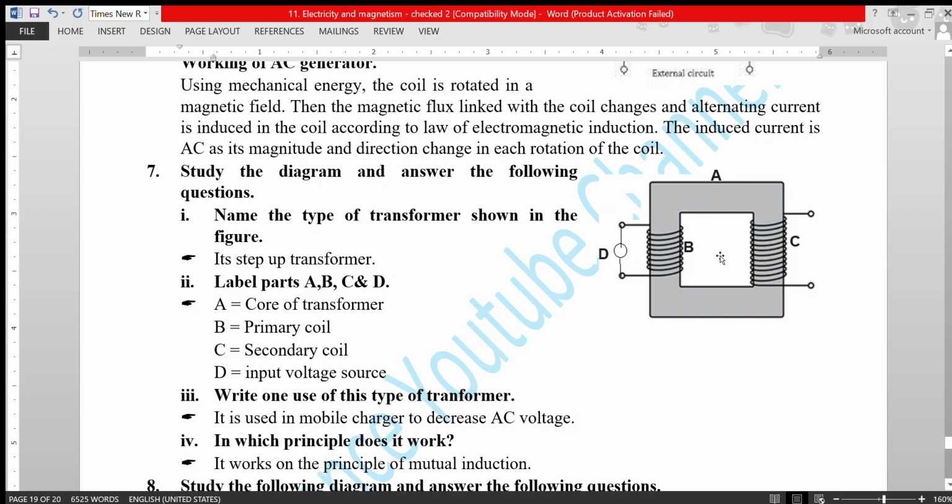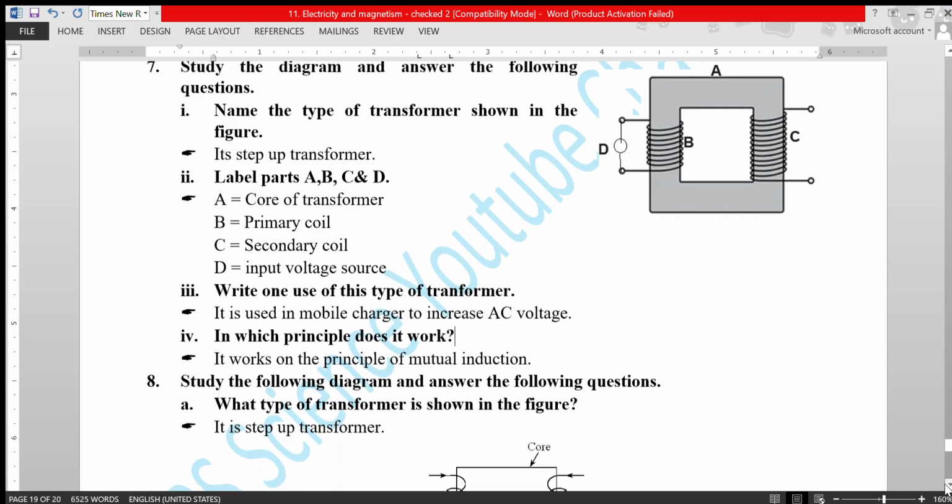Label parts A, B, C, D. A is core, B is primary coil, C is secondary coil, D is input voltage. Write one use of this type of transformer. This type of transformer is step up, so it is used to increase AC voltage. It works on principle of mutual induction.